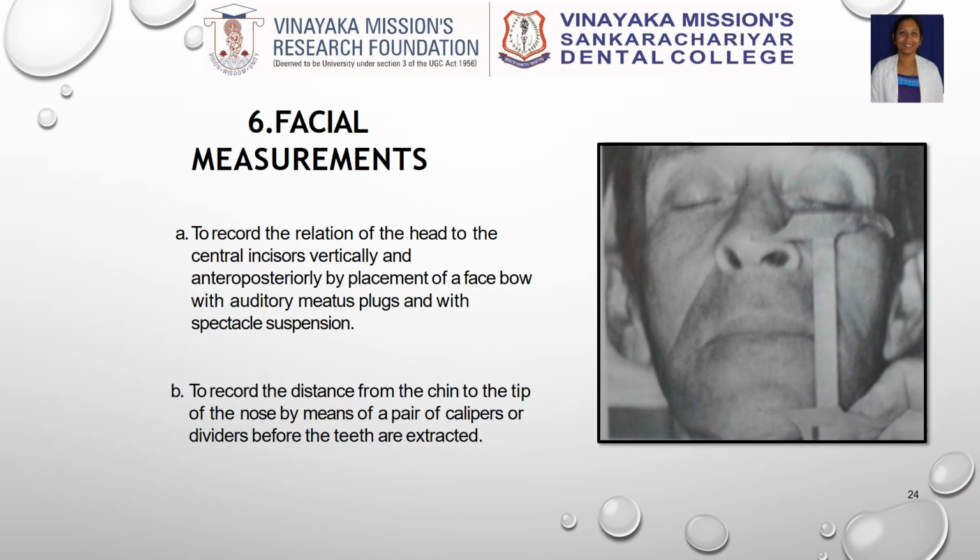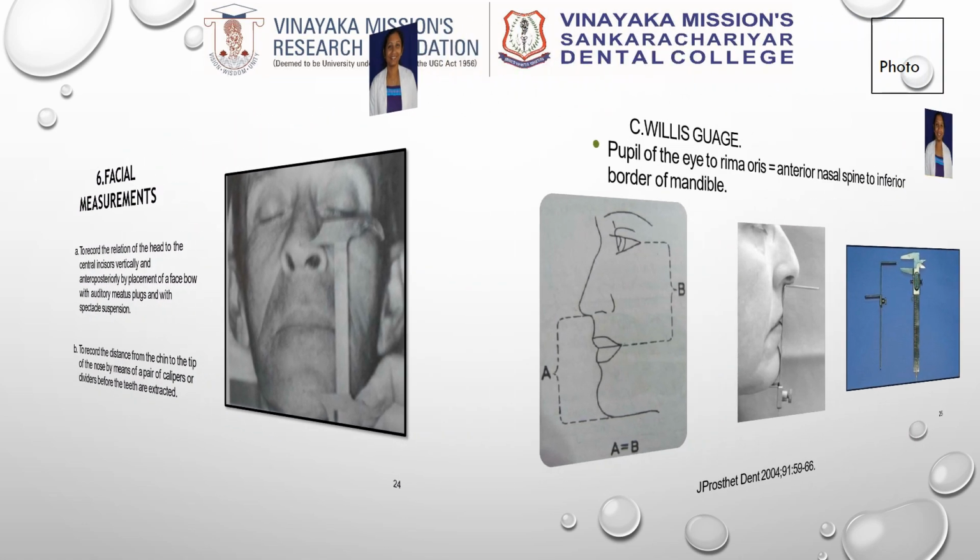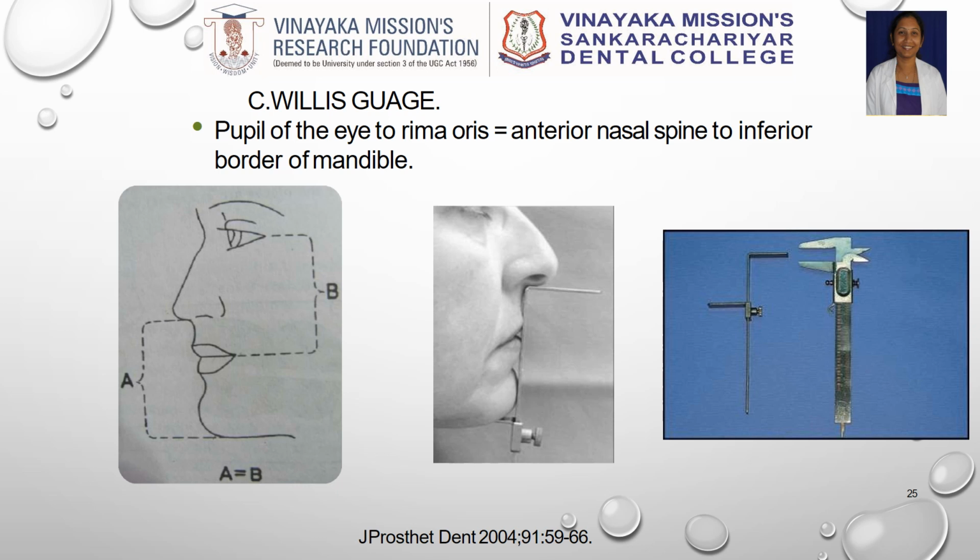Facial measurement before extraction is the simplest and the ideal method you can follow. So we should record the vertical dimension at rest and occlusion before the teeth are extracted. Willis gauge is a gauge which is used to determine the length between the corner of the eye to the corner of the mouth, and from the ala of the nose or the base of the nose to the lower border of the mandible. So both the distances should be equal, and this is a device which is used.